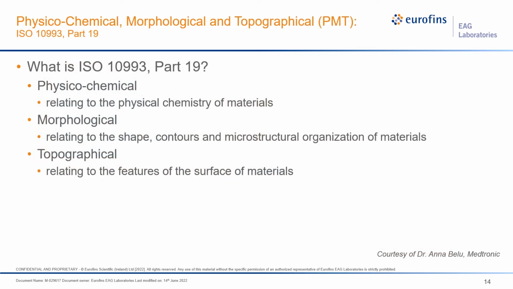So now jumping to 10993 Part 19. It is a technical document at the present time, but is a surface property extension of Part 18. There are three major aspects to this. They are physicochemical, morphological, and topographical characterization.